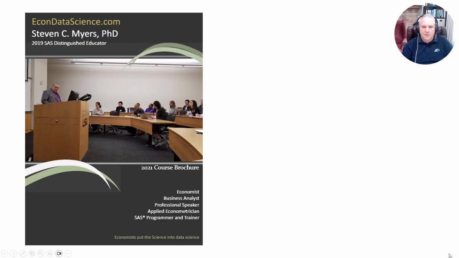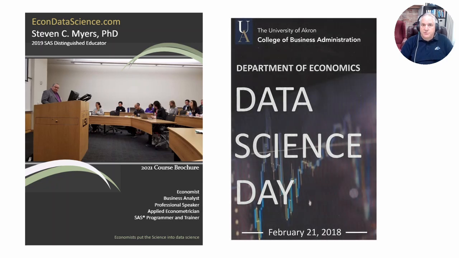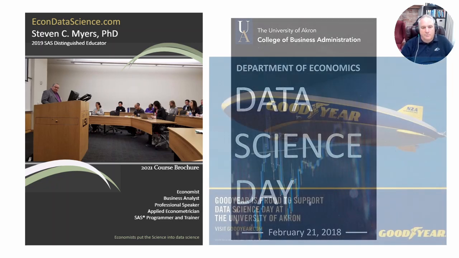Now, my name is Steve Myers. I have a PhD in economics. I got it in 1980, and I've been at the University of Akron all of my career. I retired from the University of Akron in 2020, and before that I picked up a little consulting gig on the side where I would go and work in economic data science. In fact, I held the first data science day at the University of Akron a number of years ago.